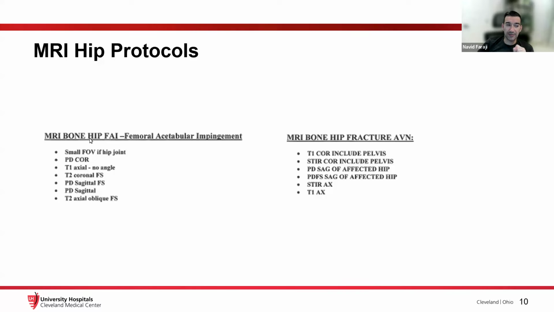So usually if the indication is labral tear or FAI and the appropriate patient population, usually around 40 or under, that may get surgery for labral pathology, then we usually do the FAI protocol. In older patients, we do this other protocol. So there's no small field of view really.